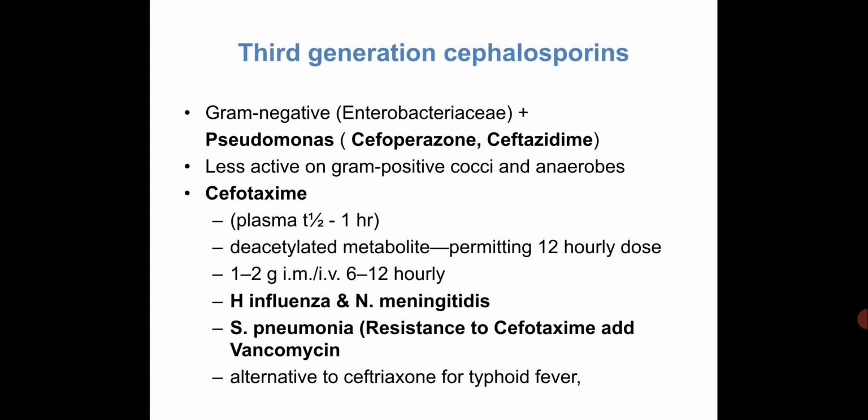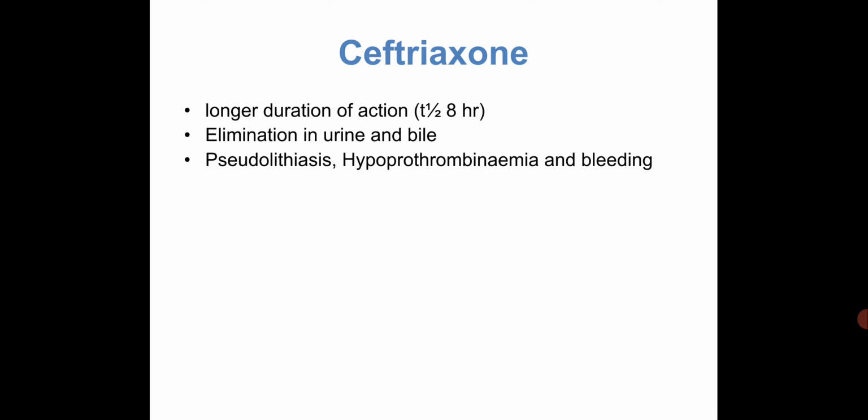If there is pneumonia by Streptococcus, H. influenzae, and meningitis, then cefotaxime is useful, but nowadays we are using ceftriaxone. If the organism is Streptococcus pneumoniae, then we use cefotaxime and vancomycin. Also this drug is useful in typhoid fever, as an alternative to ceftriaxone.